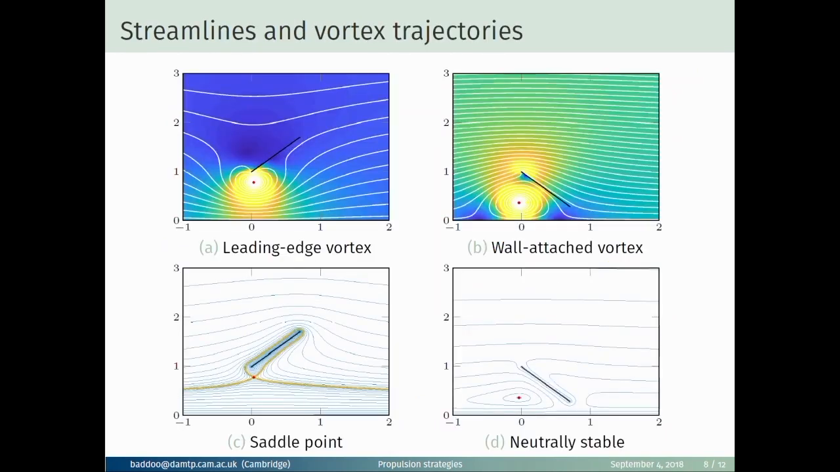And here are a couple of pictures of what the streamlines look like. So you can see it's very smooth at the trailing edge. And these are the trajectories of the vortices. So on the left-hand side, it's a saddle point. So if you perturb it, it's going to go off on this orange trajectory. And this guy on the right-hand side is neutrally stable.